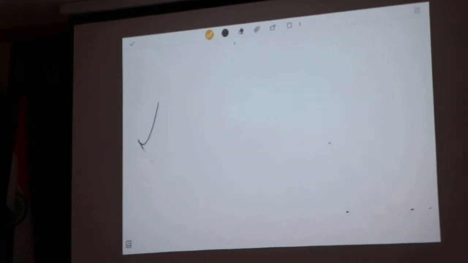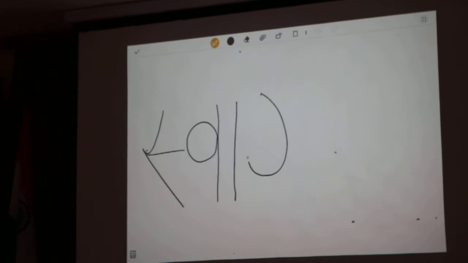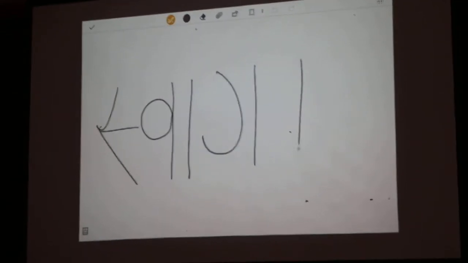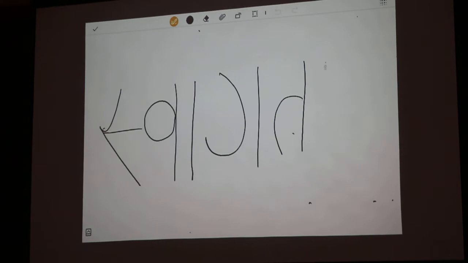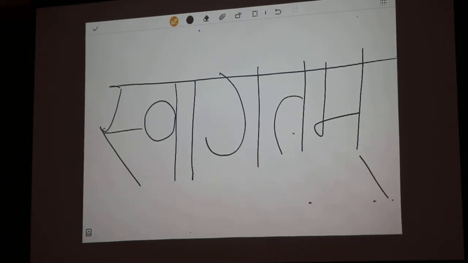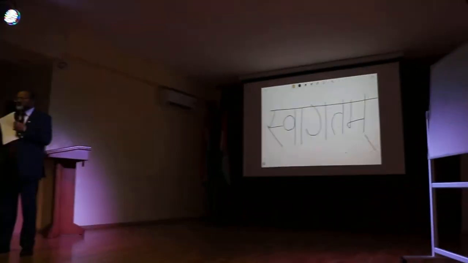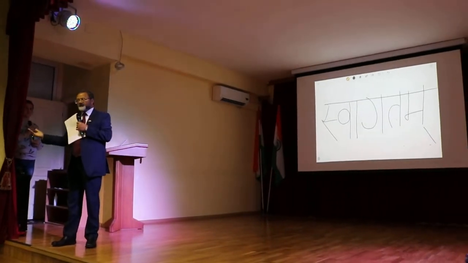Swa. So, sa is half. Dantya sa is half. Va. Swa. Ga, ta, ma. Swagatam, and we are not saying Swagatama. Ma is half, so there is a halant at the end. That is why we pronounce it as Swagatam. Ma is pronounced half.